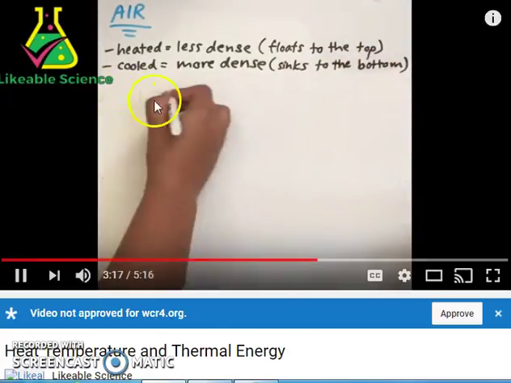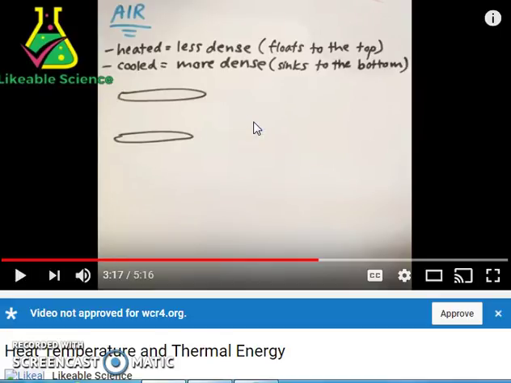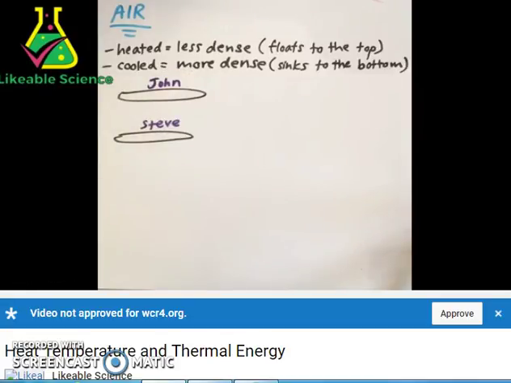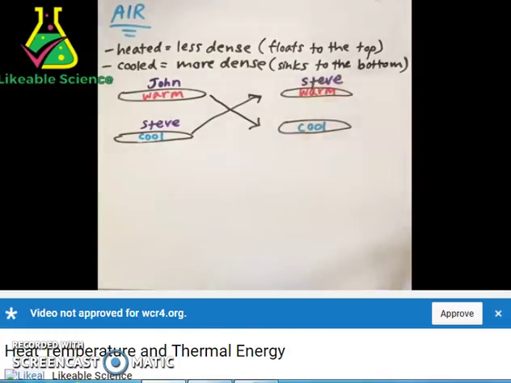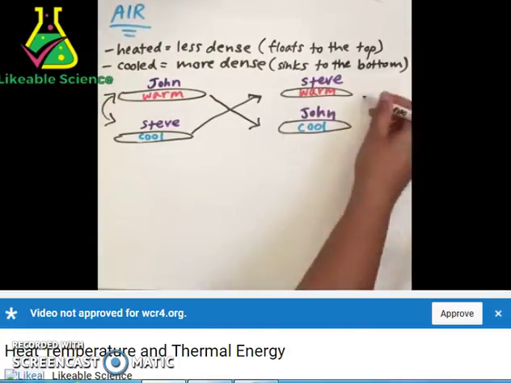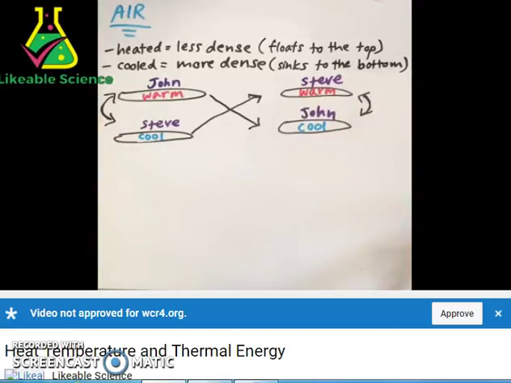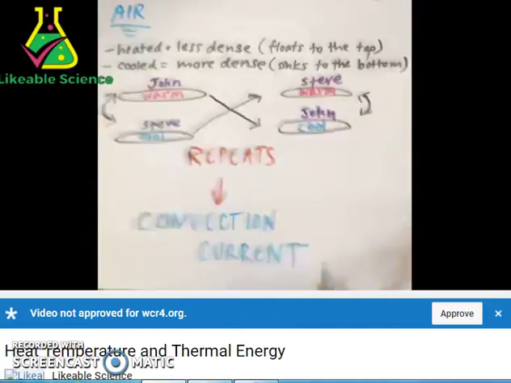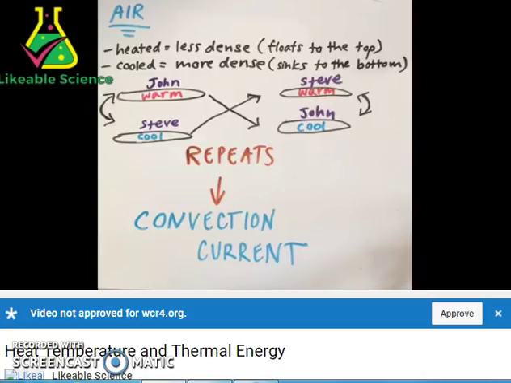Let's call the warm air John and the cool air Steve. Now what happens is that John starts to cool down and sinks to the bottom, while Steve starts to warm up and rise to the top. This cycle repeats over and over again, causing a convection current. Convection currents cause wind and different weather patterns.